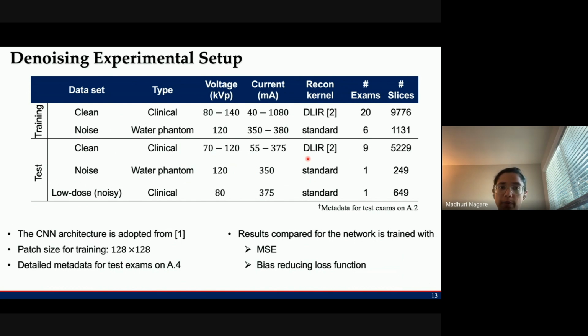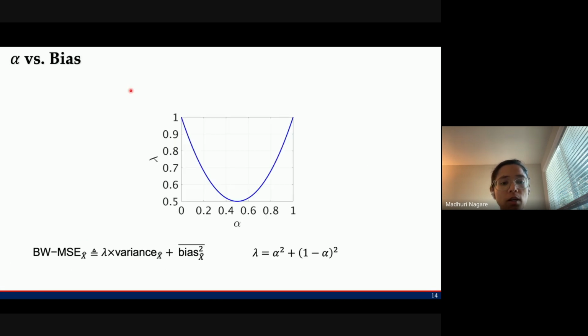This is our experimental setup. For clean images, we use clinical images, and then noise. If you recall from the first examples I've shown, most of the noise comes from muscles, and muscles are mostly made up of water. So in CT imaging, water phantom scans are generally representative of noise. We take noise samples from water phantoms and add them to get noisy images. For testing, we also have clinical images.